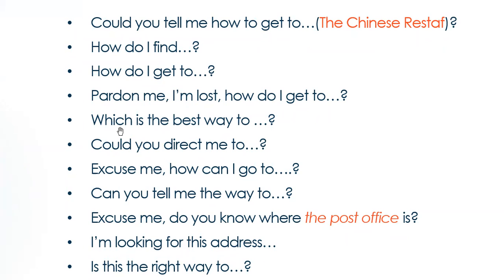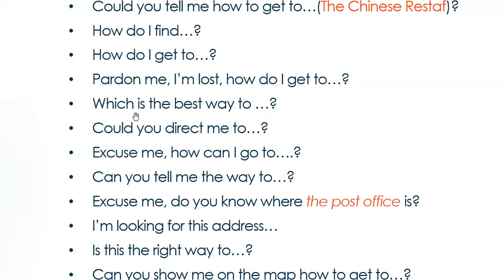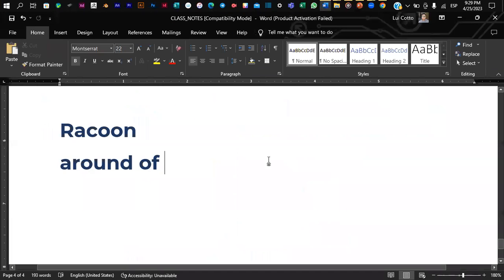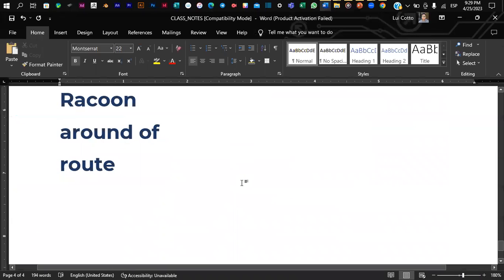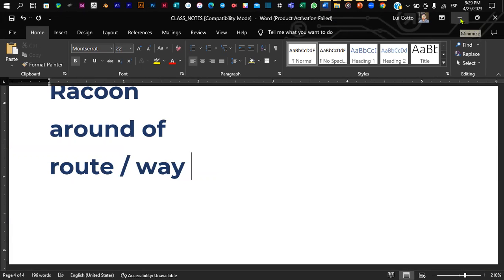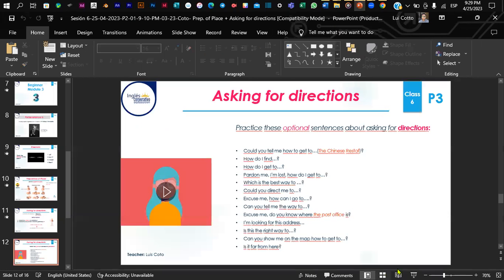Which is the best way to? Okay, which is? Guys, can you repeat it? Which is? ¿Cuál es? In English, which is the best way to? What is way? El mejor camino. Okay, the best way or the best route? What is route? Route is similar to way. Ruta, correct. Camino. Ruta, camino, etc. Okay, good. Next option.